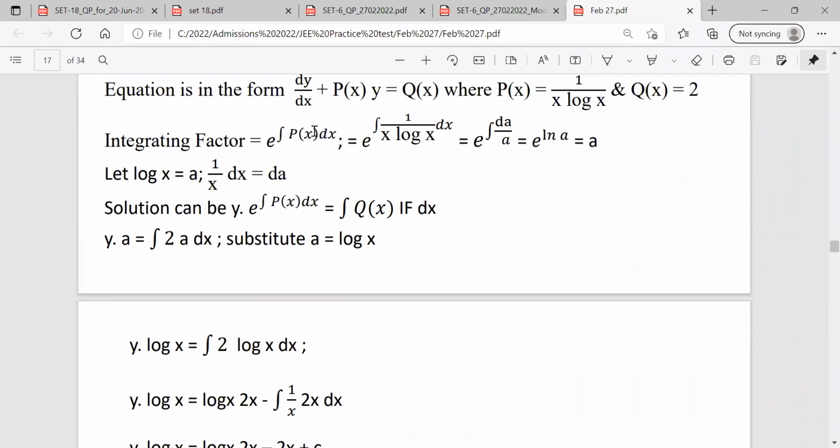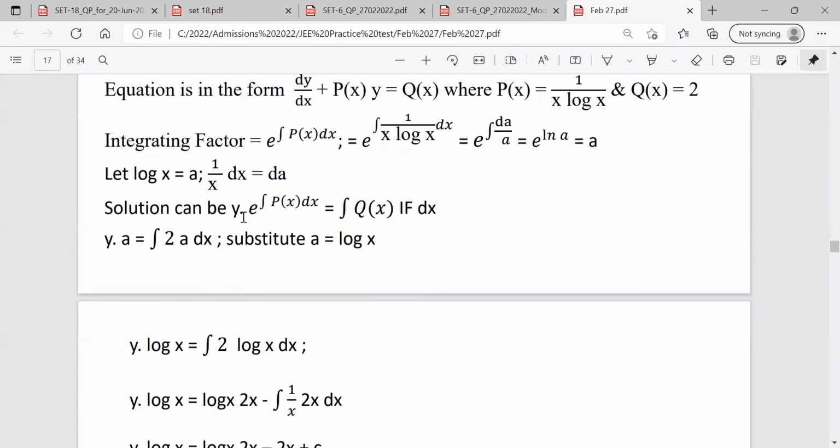So just substitute for p of x and write it in terms of a. Now we can rewrite this equation as y into e raised to integral of p of x dx equal to integral of q of x into integrating factor dx. So once we have this as the solution for this particular equation and we have the value for integrating factor, we can directly substitute in the solution.